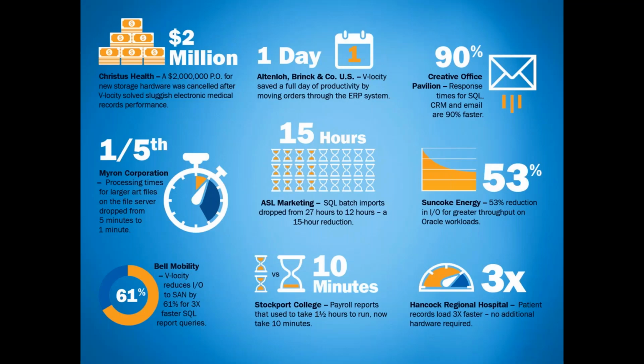Now, these are just some of the case studies that you can access on our website at conducive.com. Very recommended if you want a bit of light bedtime reading, perhaps. As an example, though, Bell Mobility on the bottom left, they're a telecoms company in Canada, and they saw the Velocity software reduce the storage I/O traffic to their SAN by 61%. 61%, that's a massive storage I/O traffic reduction.